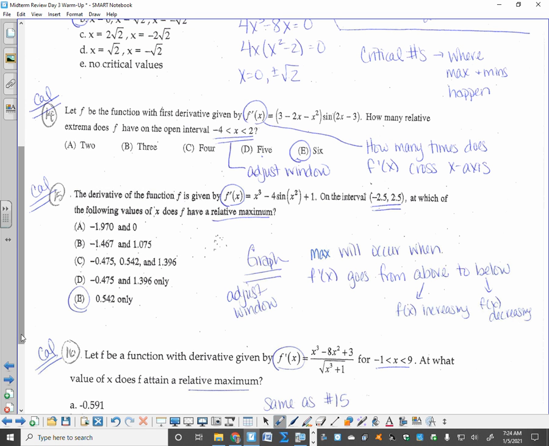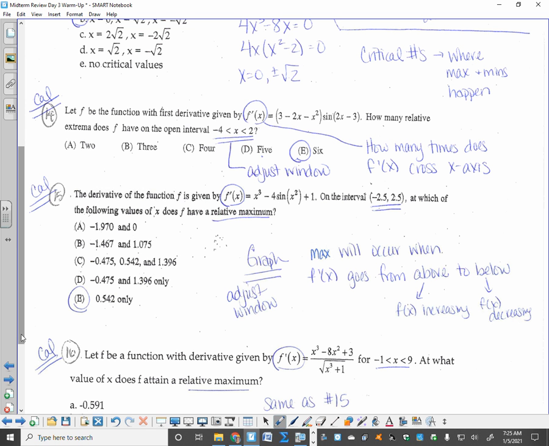So number 14 would be calculator active. It says let f be the function with the first derivative f prime being that very ugly formula. How many relative extrema does f have on the open interval, -4 to 2? I'm not going to walk through this on the calculator. I want you to pause the video and do this yourself.